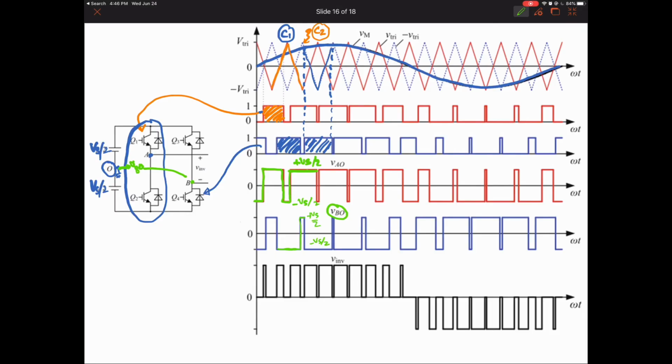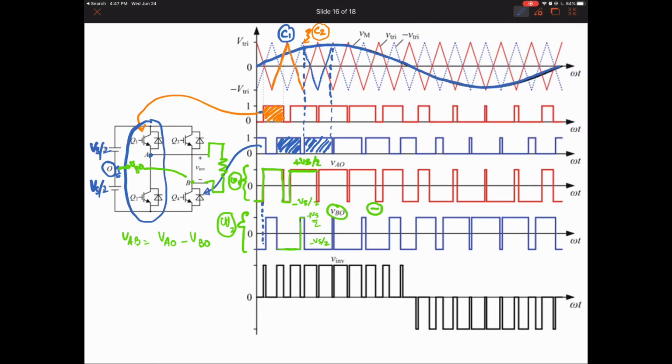And how to get load voltage? Load is connected over here between point A and B. So VAB will be equal to pole voltage VA0 minus pole voltage VB0. So if you subtract this waveform, let me call it waveform 2, from the waveform 1, that is the pole voltage of first arm, so if you perform that subtraction, you will get the output voltage. So let's look at that one.